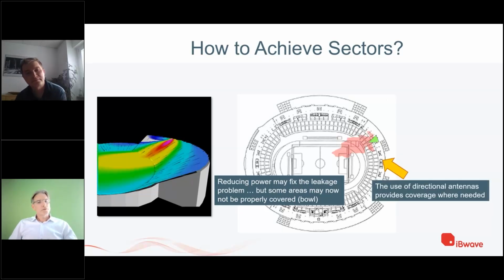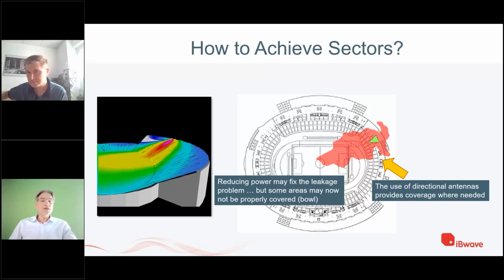We are looking for directional antennas if you go for stadium design. A directional antenna will give you a defined coverage area, and the leakage to the outside, because of the antenna direction, will point to the area where you need it. You will get the best performance.